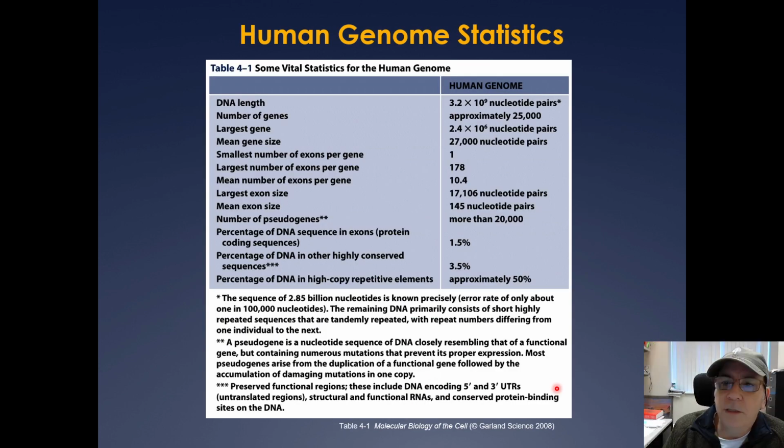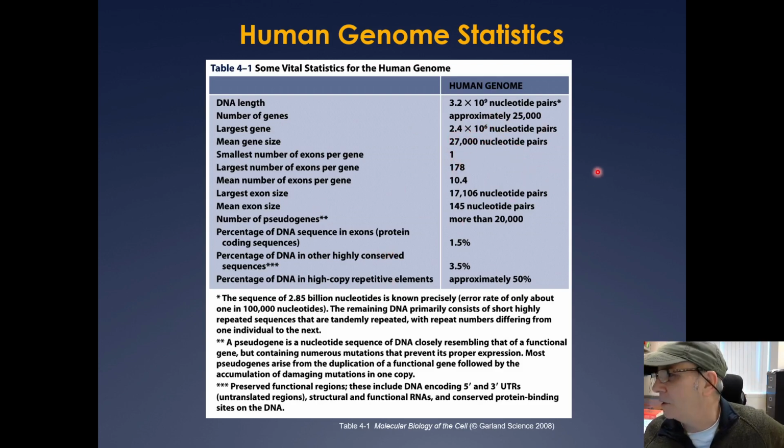So here are some statistics about the human genome. It's basically 3.2 times 10 to the 9th base pairs. There are roughly 25,000 genes. The largest gene is 2.4 times 10 to the 6 nucleotides. The average is 27,000, and then the smallest number of exons per gene. You don't need to know this. It's just some fun statistics about the human genome.